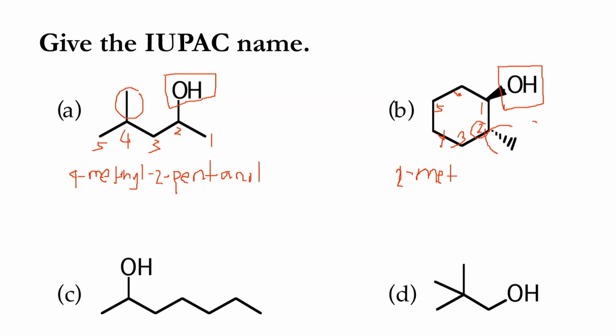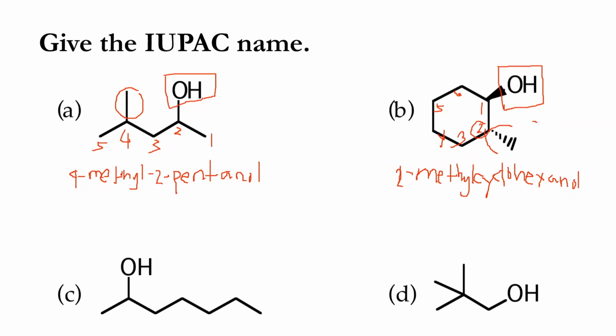2-methyl, and then you only have one hydroxyl group, so that is understood to be at carbon 1 in the closed chain. So you don't need to indicate 1. So you call it 2-methyl cyclo. A 6-carbon cyclic hydrocarbon is called cyclohexane. So from cyclohexane, you drop E and change it to OL to become hexanol. So you call it 2-methylcyclohexanol.